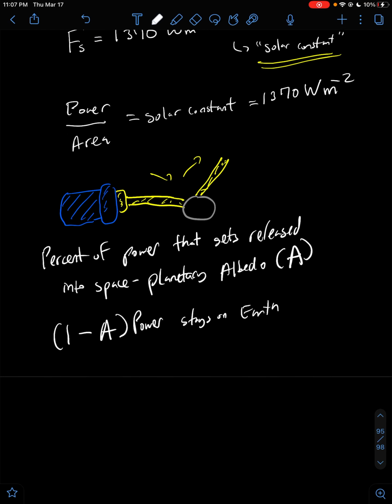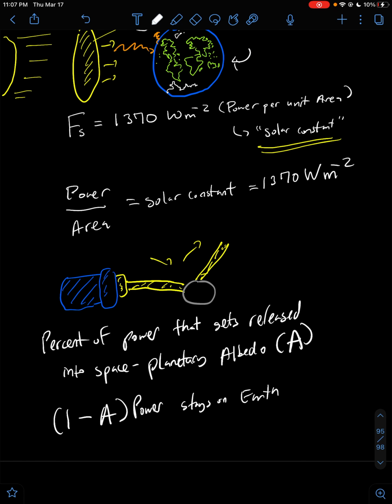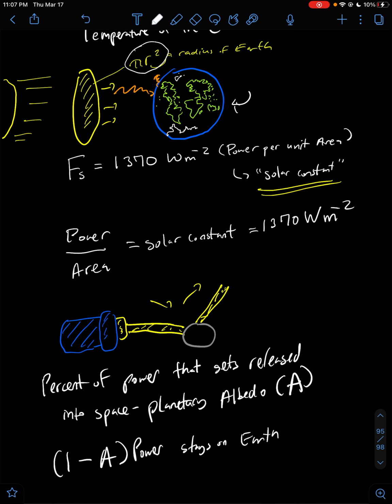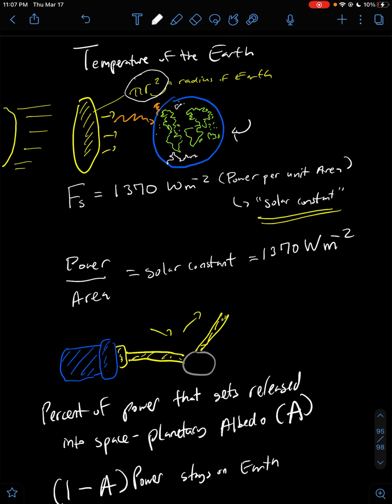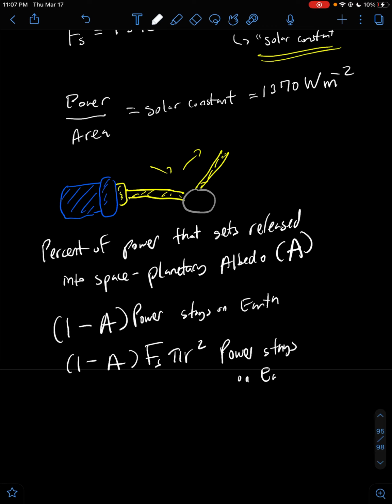And since the power over area is the solar constant, that means that the power is the solar constant times the area that the Earth intercepts, right? So the total power is going to be Fs pi r squared. So 1 minus A, Fs pi r squared, is the power that actually stays on Earth.